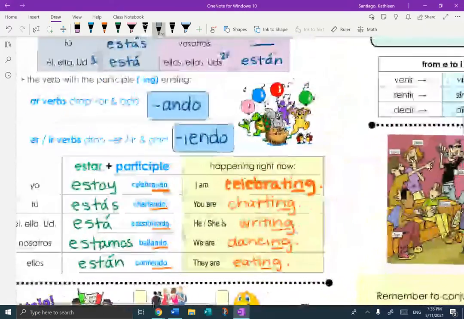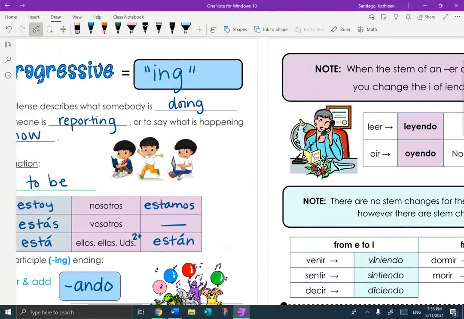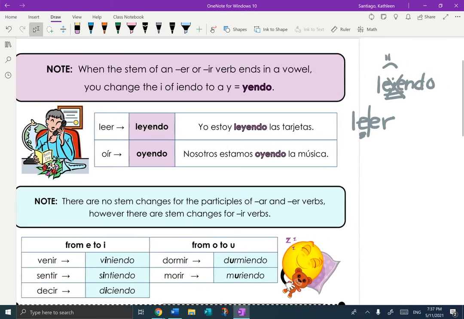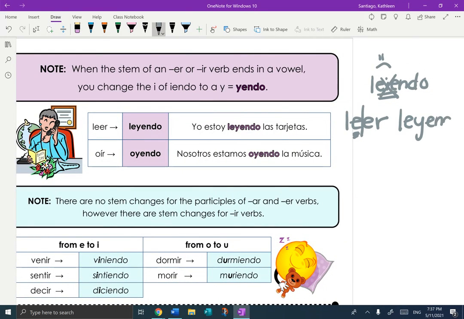Now we have a second notes page right next door. Let's go ahead and take a look because, of course, we have some exceptions. So, note, when the stem of an ER or IR verb ends in a vowel, you change the I of yendo to a Y, yendo. Example, leer. If you chop off the ER, you're left with a vowel. So it's not leiendo. This is fail in Spanish. So what we have to do is change it to leyendo to keep that sound.